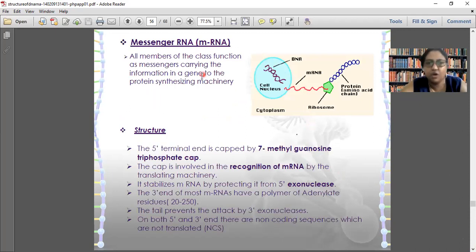So let's talk about messenger RNA first. That day I was telling you that DNA is the genetic material. It is responsible for carrying information from one generation to another generation. Isn't it? Yes or no?